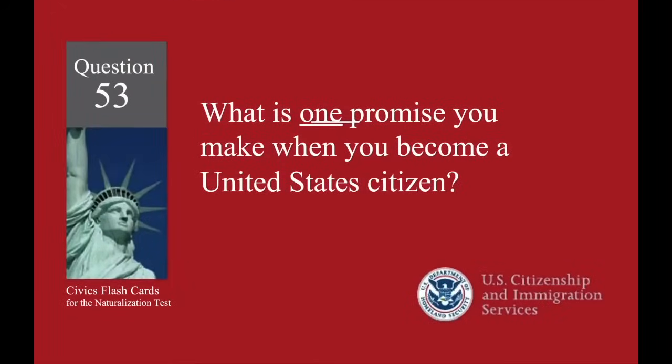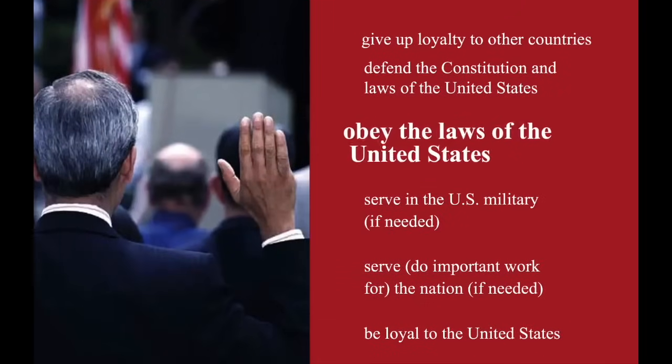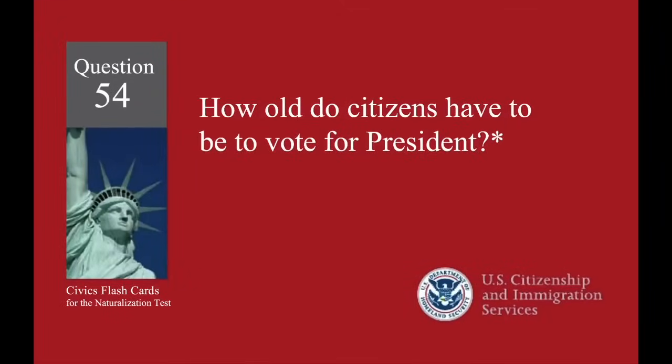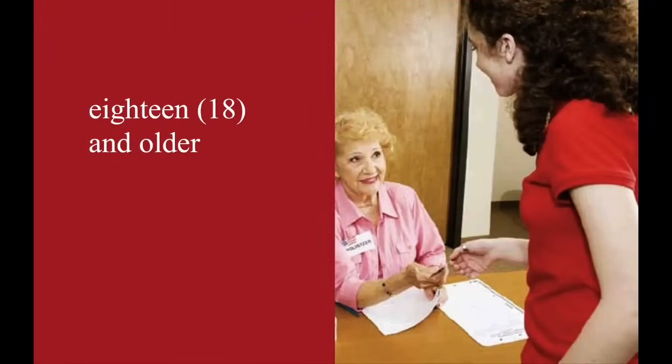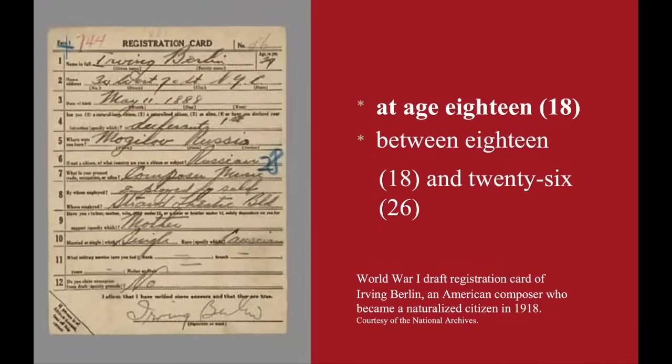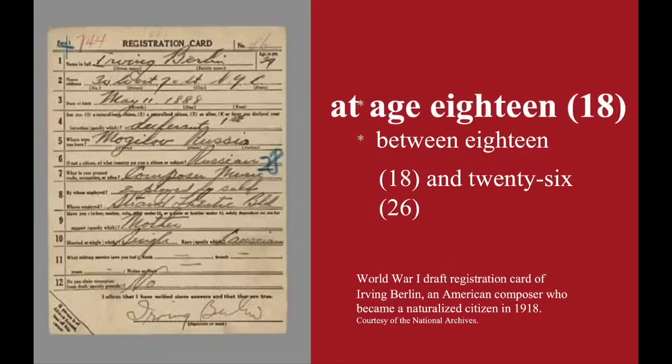What is one promise you make when you become a United States citizen? To obey the laws of the United States. How old do citizens have to be to vote for president? 18 and older. When must all men register for the Selective Service? Between 18 and 26.